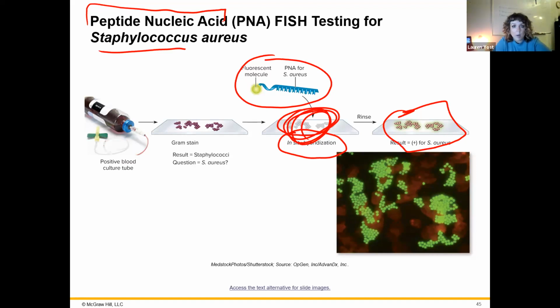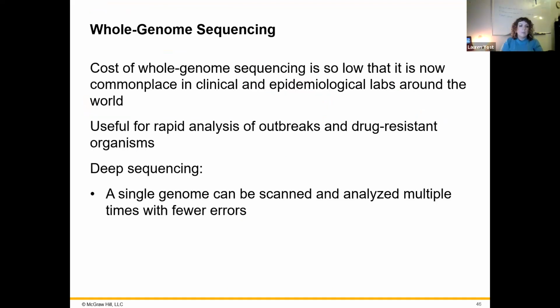And you might not do this right off the bat, like this is showing you. You might do a Gram stain and see that there are cocci in irregular clusters, and it's stained positive in Gram stain. So you might think it's staph, so you go on to do this next to confirm it. That's how that might be used.